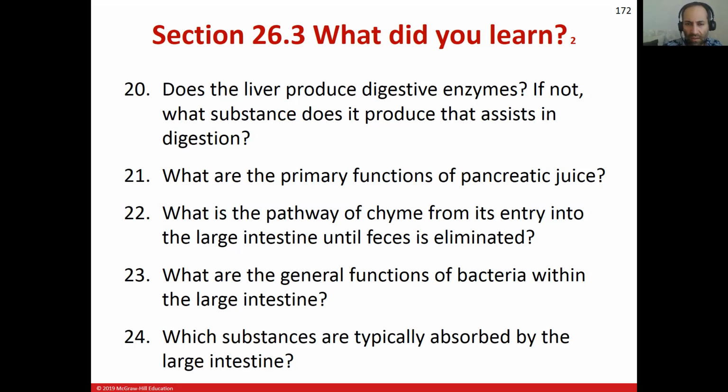So large intestine, from the ascending colon, transverse colon, descending colon, sigmoid colon, rectum, anal canal, and then out. What are the general functions of bacteria within the large intestine? They synthesize vitamin B and vitamin K. They also help us break down certain foods that we couldn't otherwise. Which substances are typically absorbed by the large intestine? Electrolytes and water.